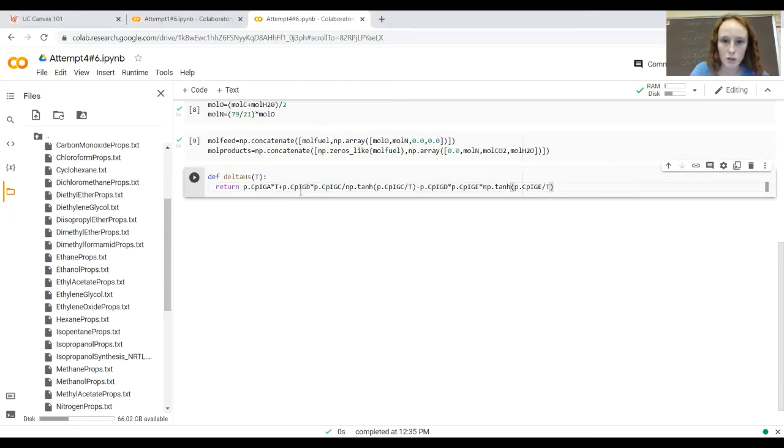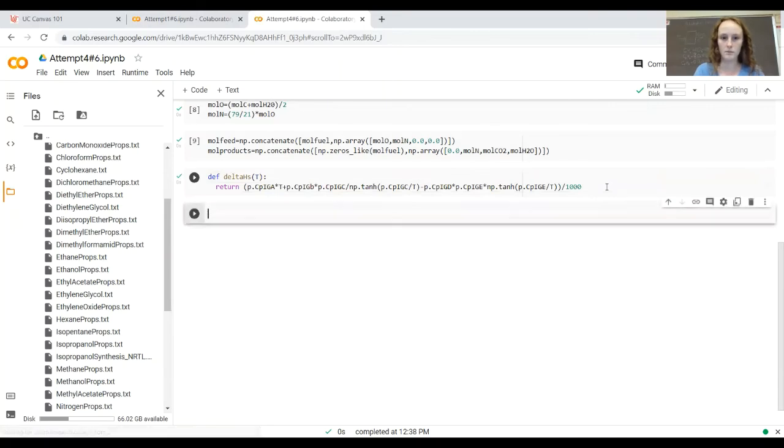Perfect. Let's make sure here that all runs. And we need to remember that, as I said earlier, we need to divide this by 1,000 because we had the kilomoles and we do not want that. So make sure everything runs. And it looks like that's good.